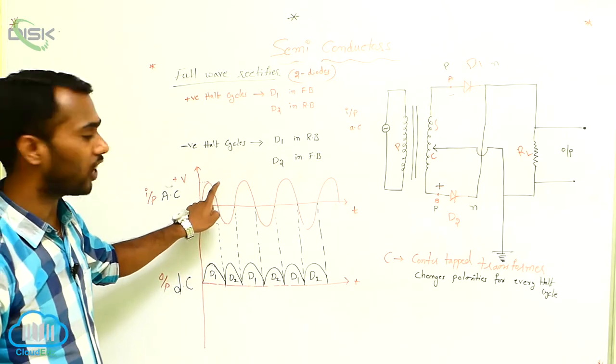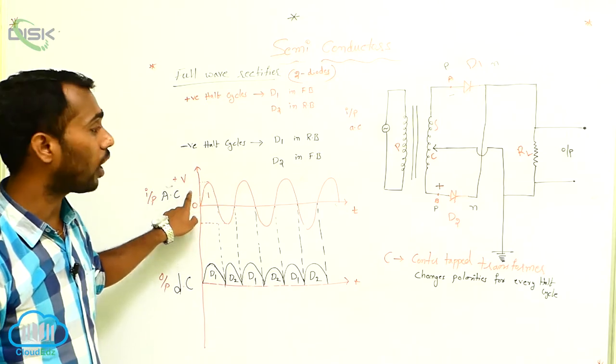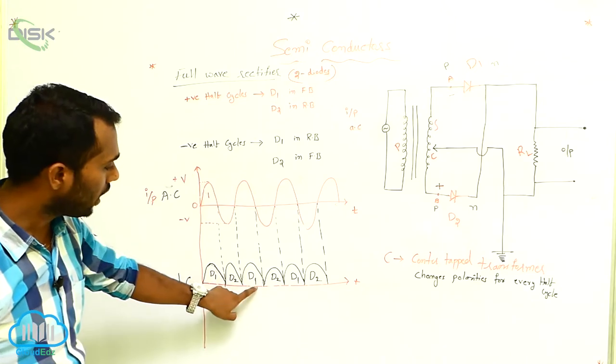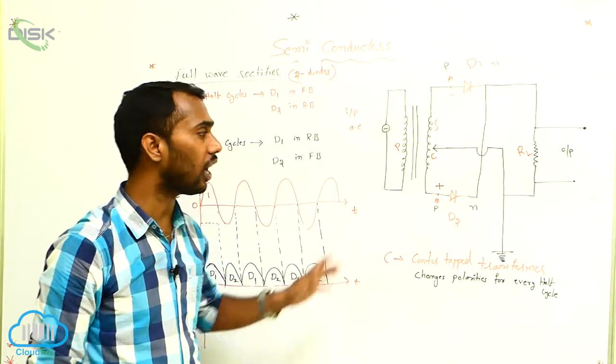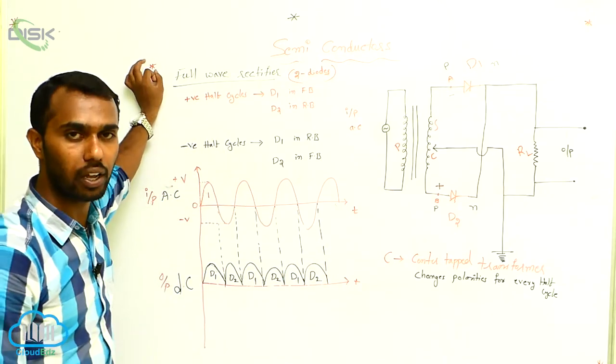There we have two directions, positive and negative. That is an AC current. Then what am I doing here? I am converting AC current into DC current by using two diodes. That's why this is called a full wave rectifier.